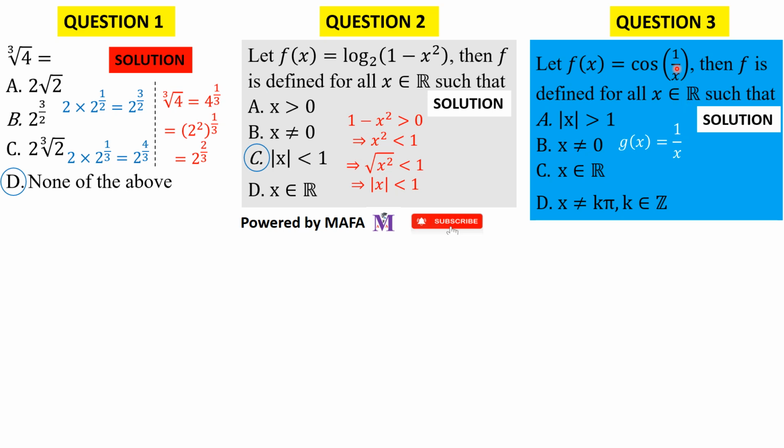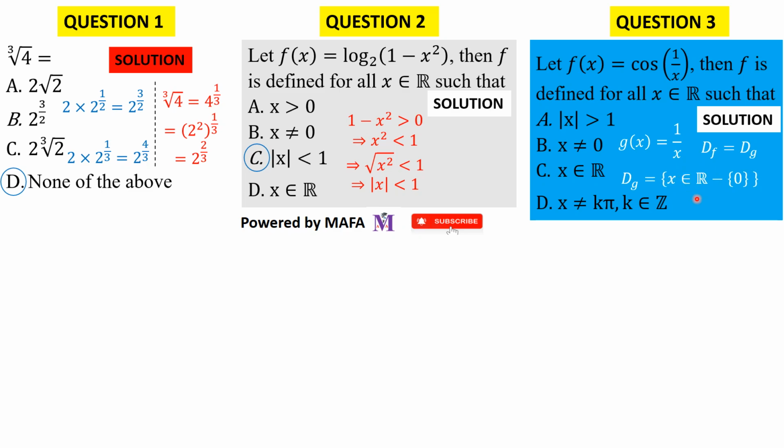So if I call g of x to be equal to 1 on x, it means that my f of x is just equal to the cosine of g of x. Now clearly, by the previous definition, it means that the domain of definition of my function f is the same as the domain of definition of the function g. Now what is the domain of definition of the function g? It is 1 on x, so it is a rational function. So it is defined such that its denominator is not 0.